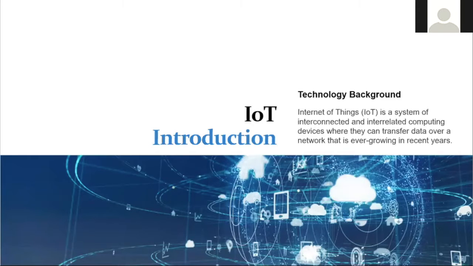First of all, the IoT is basically a system of interconnected and interrelated computing devices where they can transfer data over a network. It has been ever growing in recent years. With the proliferation of IoT devices and the development of AI technologies, a smart environmental monitoring and control system is able to be built and may change the way of people's life and work style in the near future, which motivates us to build the smart residence system.